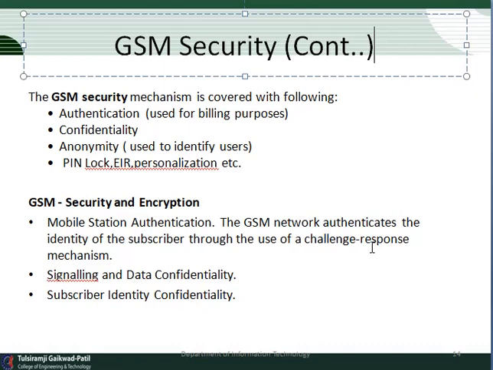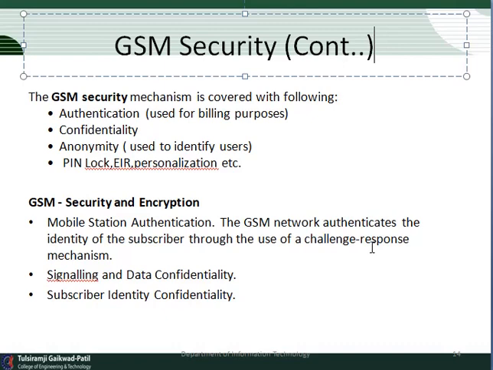Then anonymity. What is anonymity? Anonymity is used for identifying users, which means we are identifying that the user already belongs to a particular location or organization. So we denote that with one ID, one password, or some identity. For example, for your college purpose, the college provides you an ID card with your name and contact number. So this is your identity. So anonymity means to identify the users.